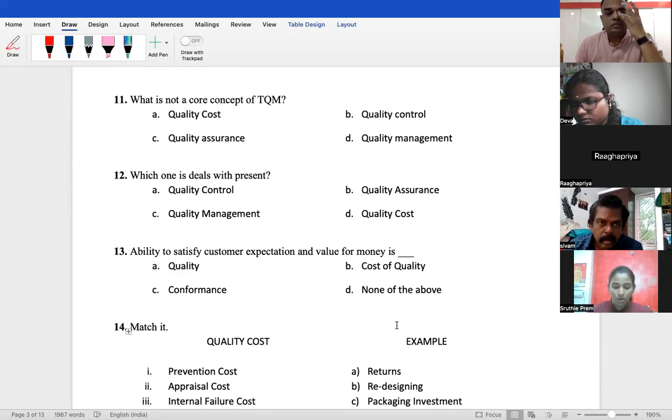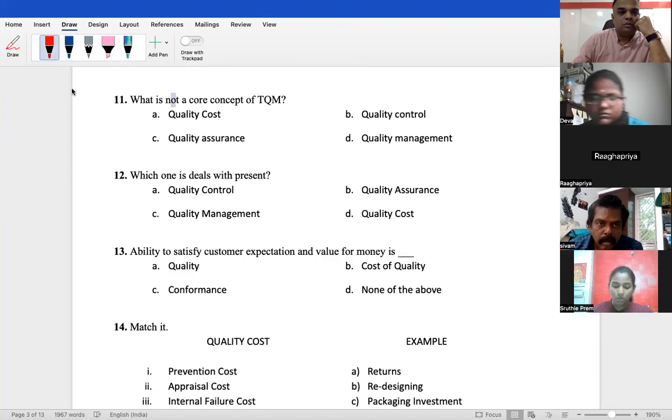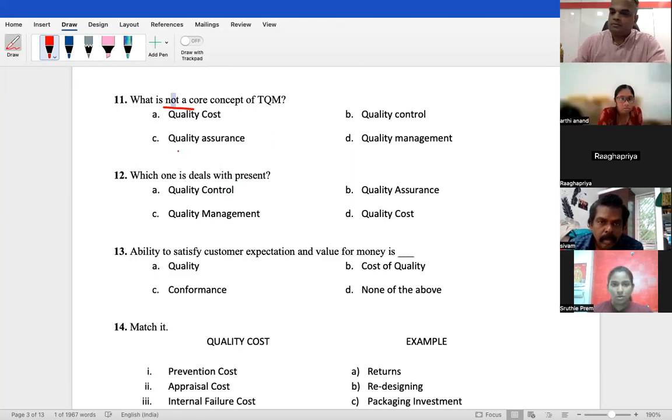Which is not a core concept of TQM? Option A, quality cost, B, quality control, C, quality assurance, D, quality management. Quality cost is the answer. Quality control, quality assurance and quality management are the three core things. Quality control is for the past. Quality assurance is for the present. Quality management is for the future. Next.